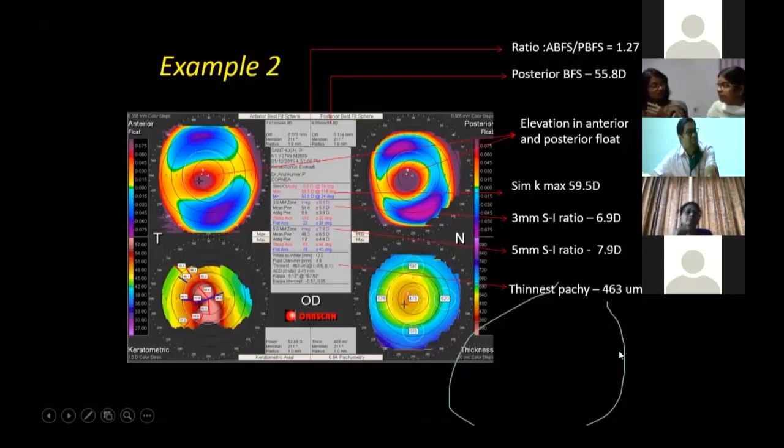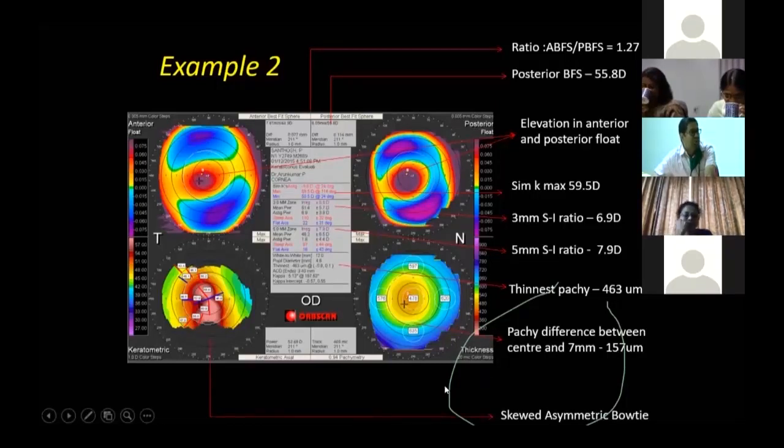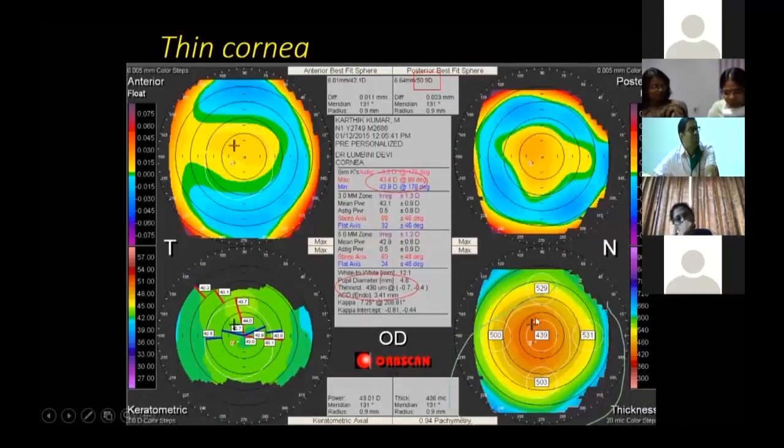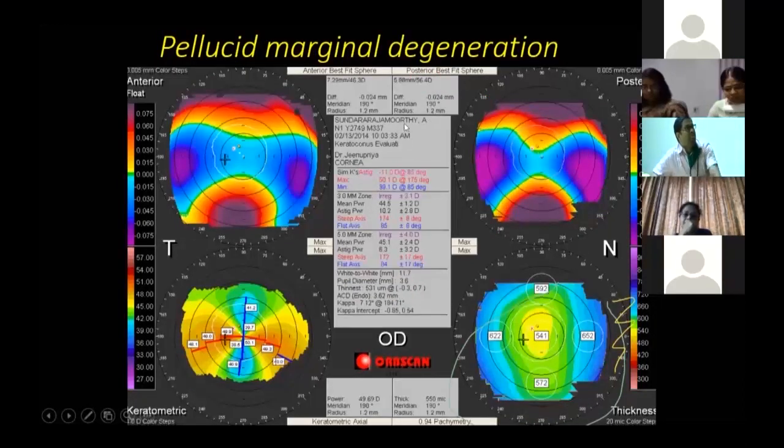These ratios have to be always remembered in sequence so that you can come to a conclusion in diagnosing this disease. Similarly, you can see the thin cornea. This is not an abnormal cornea other than thinness. So this is how you can see the thinnest pachy, and the K maps at the 3 millimeter and 5 millimeter zones as normal, and here also the PBFS is normal. So this is a case of PMD, where you again see all the parameters abnormal with a crab claw appearance.